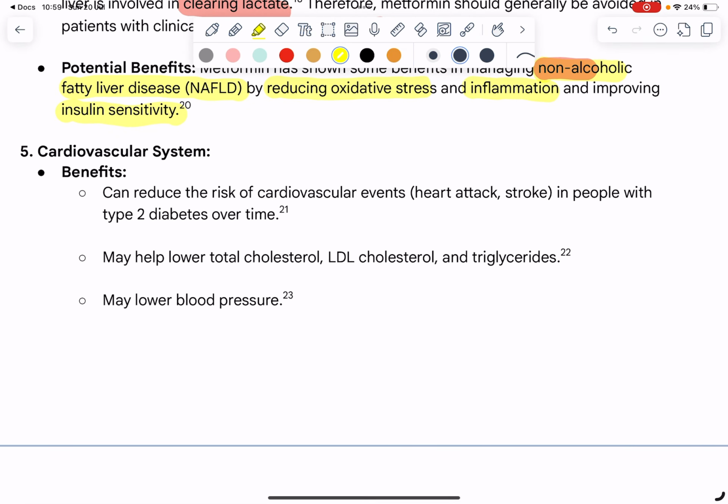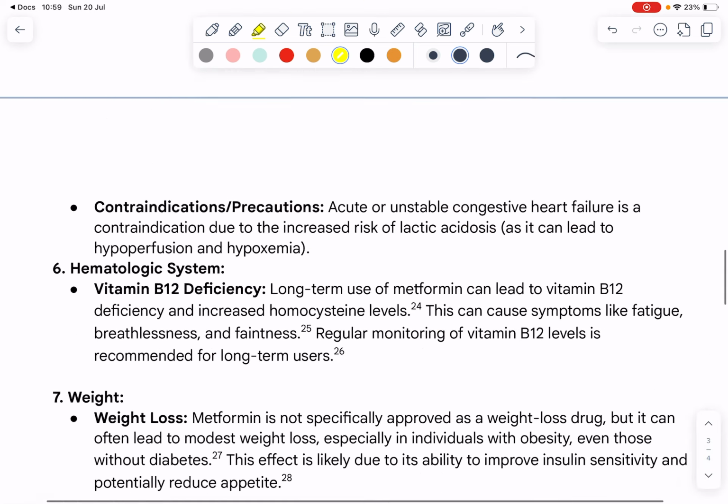On the cardiovascular system, metformin will reduce the risk of cardiovascular events like heart attack and stroke in people with type 2 diabetes mellitus over a period of time. So basically how does it benefit the cardiovascular system? It lowers the total cholesterol, LDL cholesterol and triglycerides. Studies have also shown that it lowers the blood pressure as well.